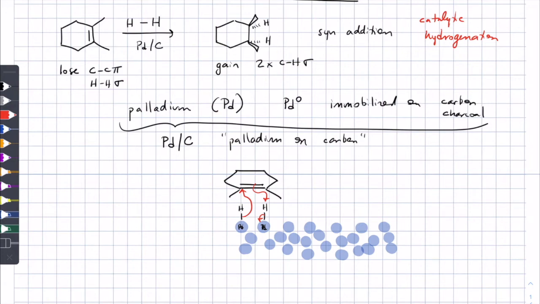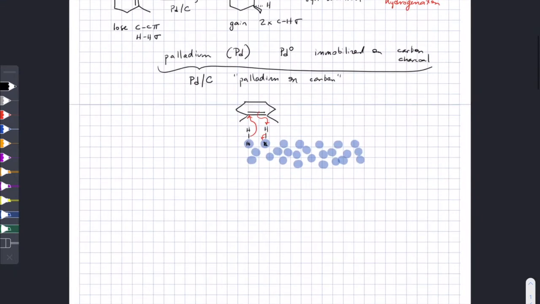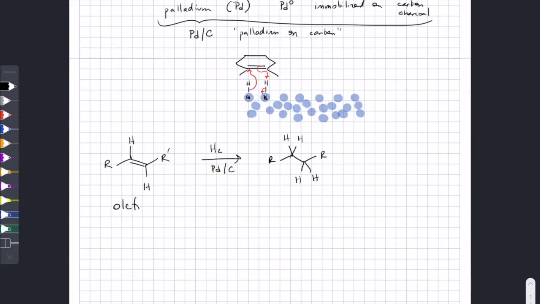I chose this example to illustrate the stereochemical issues, that it's a syn addition. Of course, for a lot of other alkenes, the stereochemical issue wouldn't be important at all. If you did catalytic hydrogenation of this trans olefin, you wouldn't be able to tell in the final product which side the hydrogens got added to. But this allows you to take an olefin and reduce it to the corresponding alkane.